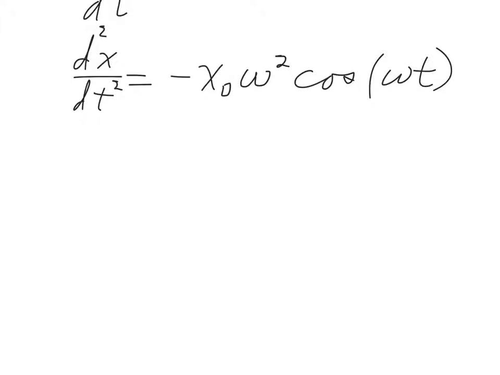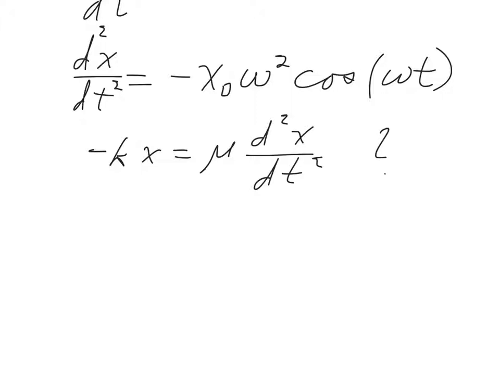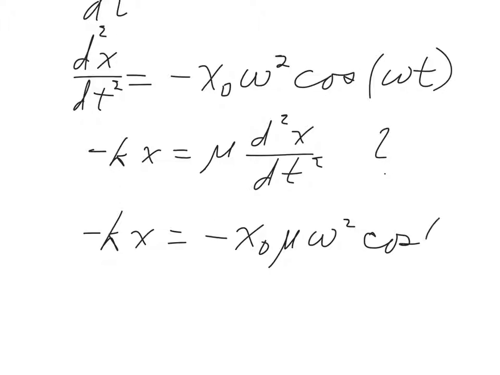So now the question is, does this satisfy the equation minus kx equals mu d squared x/dt squared? Is that true? Well, it depends on what the value of omega is. So we can put our second derivative in for this, and we have minus kx equals minus x naught mu omega squared cosine omega t.